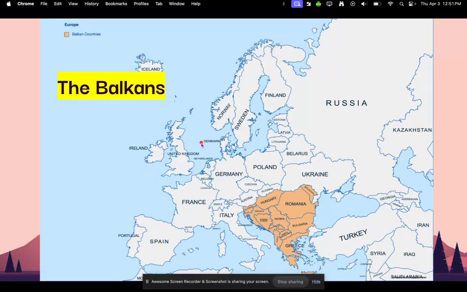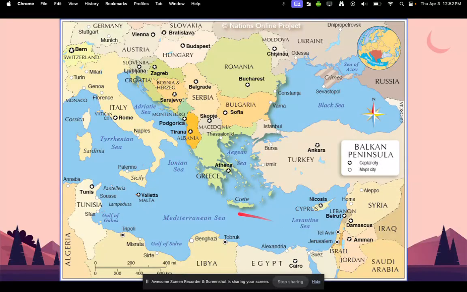All right, next we're going to talk about the Balkans. So the Balkans is this area of Europe that's important. It's still important today because it's really kind of the pathway between Europe and the Middle East. As you can see here, Turkey's right here. Also, it has the Black Sea as well as the Mediterranean Sea.